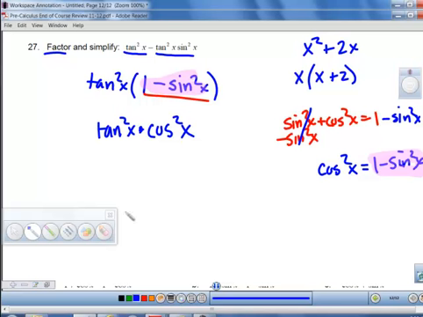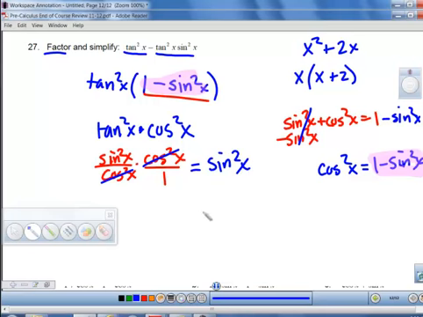All right, now let's keep going with this. We know that tangent is the same as sine over cosine. And then this is cosine squared x over 1. So you guys see how these can cancel out? The cosines are gone, and we're left with just sine squared x. So that would be the answer for that one.